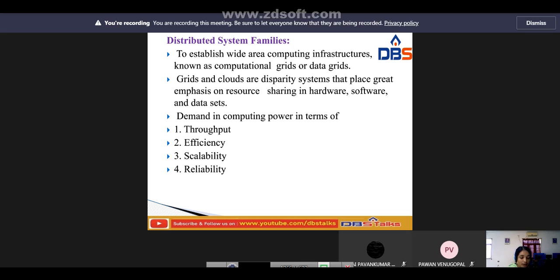In the future, HPC and HTC systems must be able to satisfy the huge demand in computing power in terms of throughput, efficiency, scalability and reliability. What does this mean? The system efficiency is decided by speed, programming and energy factors. So this is called the distributed system families. What is meant by efficiency, throughput, scalability and reliability?